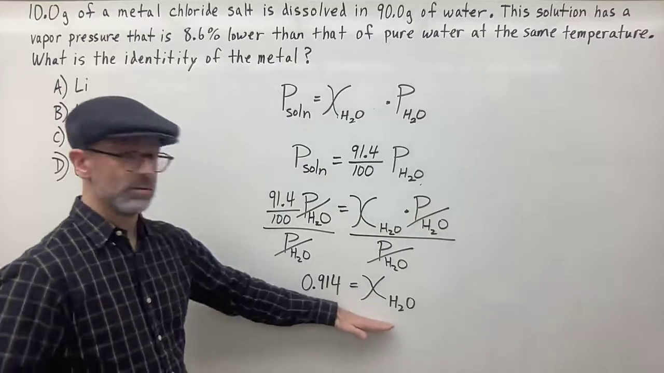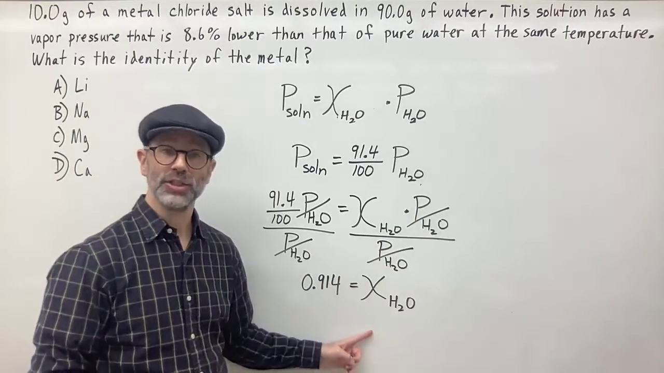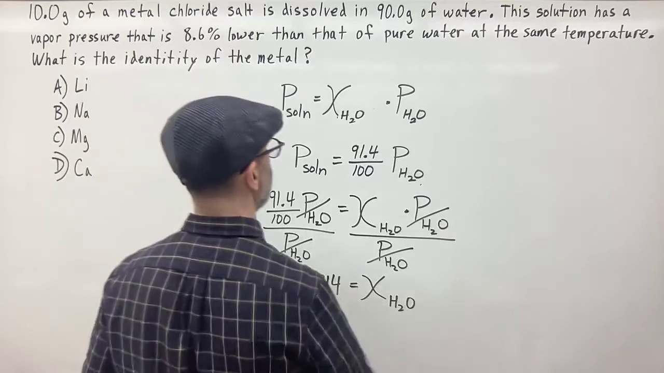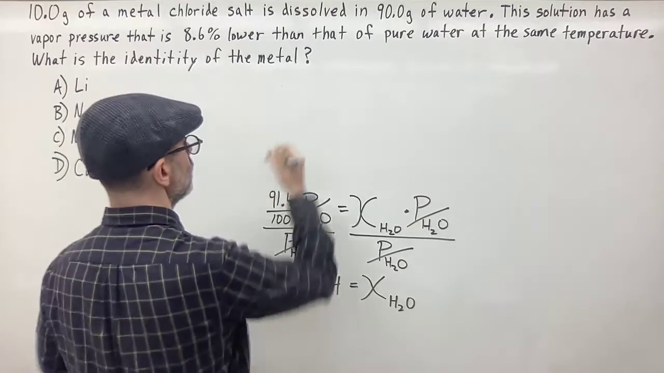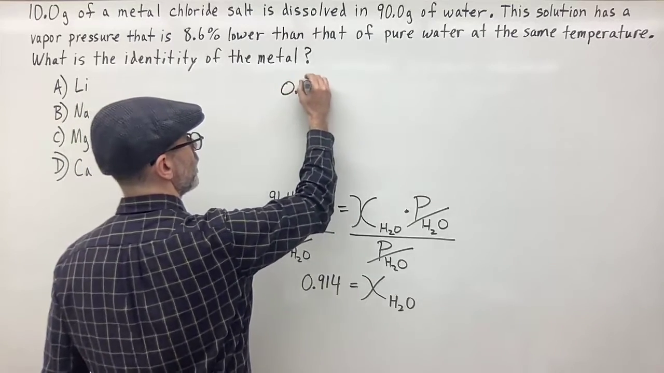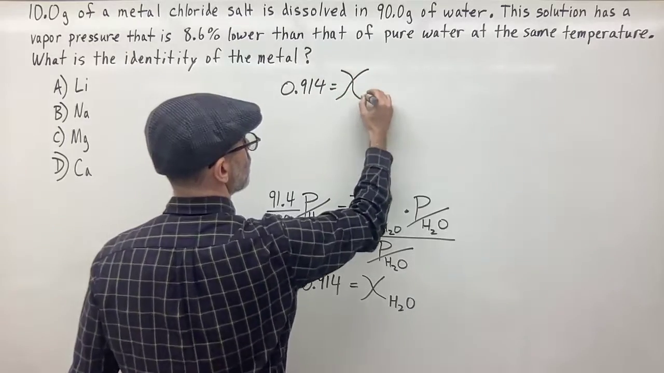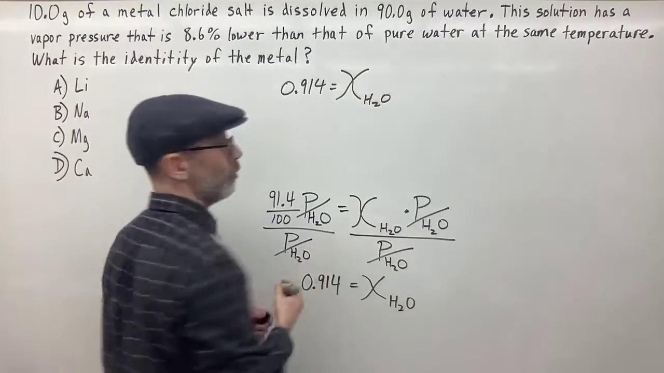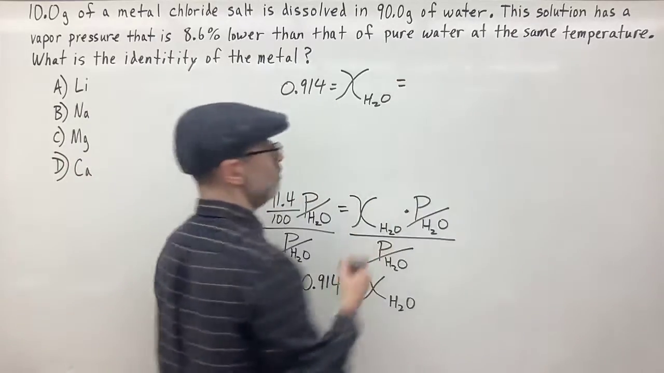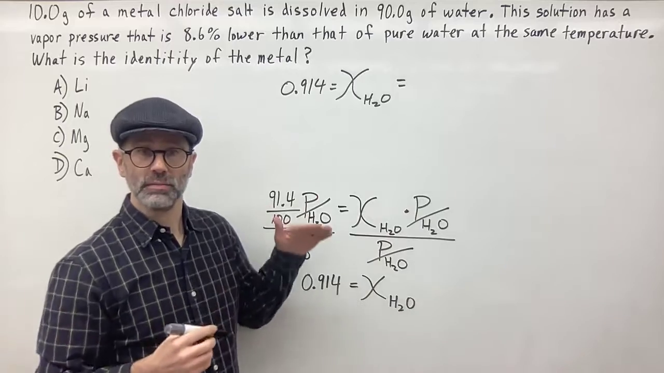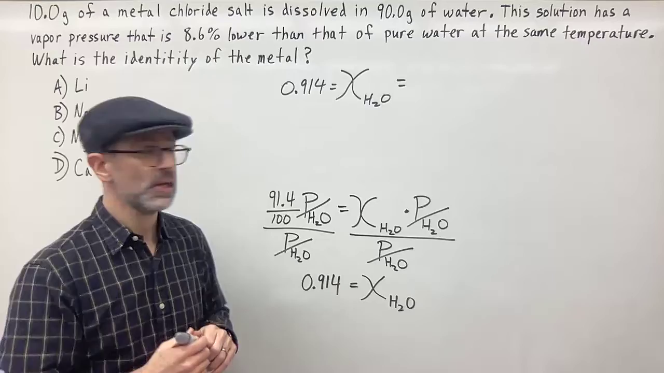Okay, so now we have this. So now we have to break the mole fraction of water down. So let's go ahead and erase this. We're going to come back up here. 0.914 is equal to the mole fraction of water. And what is the mole fraction of water equal to? That is equal to the moles of water over the total moles of what you mix together in the solution.